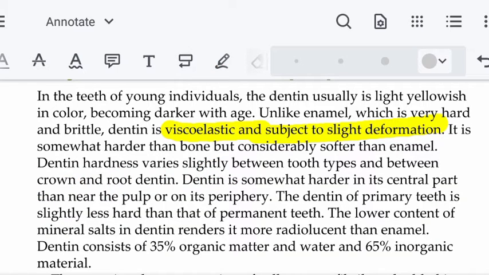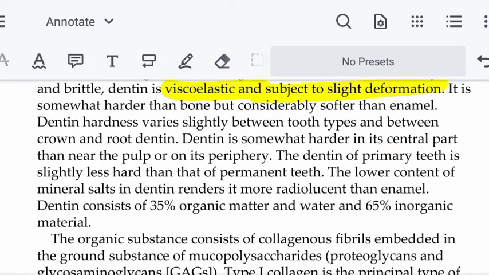Then moving on, dentin is softer than enamel. Dentin hardness varies slightly between the two types and between crown and root dentin. Dentin also differs in hardness near the crown and root. Dentin is somewhat harder in its central part than near the pulp or on its periphery.